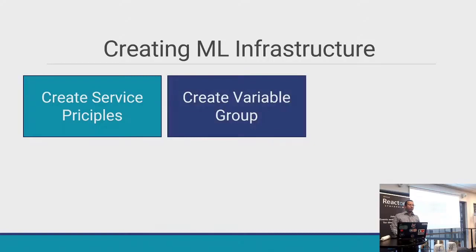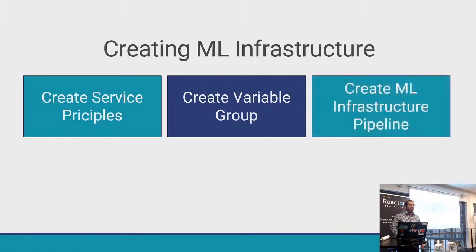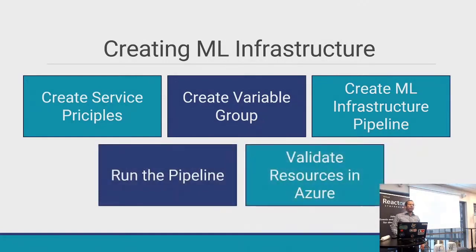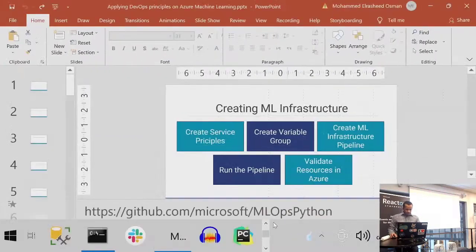And then we will create a variable group, and it's simply just a bunch of variables in Azure DevOps that can be used by the pipelines. Then we will create the ML infrastructure. We will create the infrastructure pipeline. We will run the pipeline. We're gonna look at the resources in Azure. So let's go to Azure DevOps.